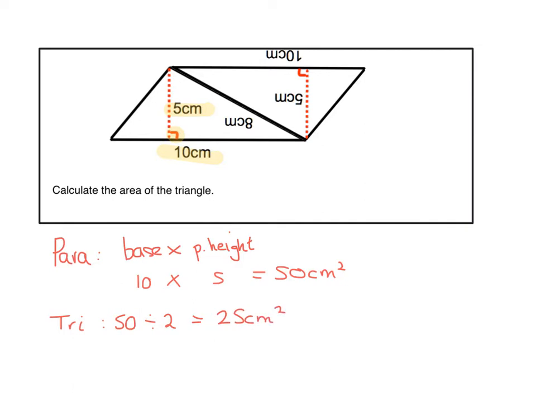So that's why the formula for the area of a triangle is base times height, or base times perpendicular height, to get the parallelogram, and then you divide by 2. Base times height, divide by 2.